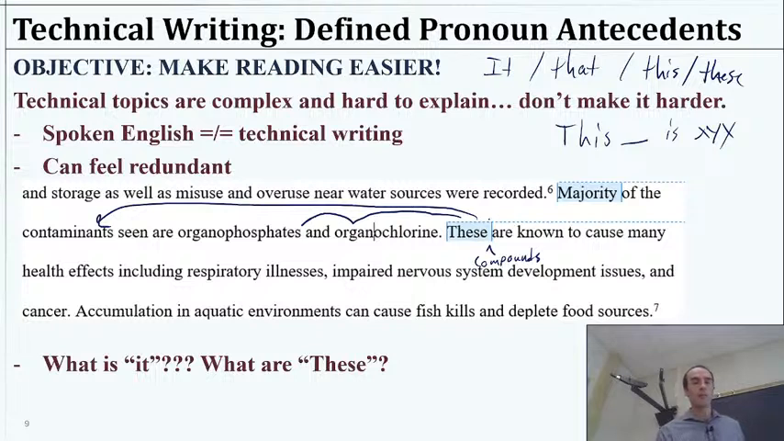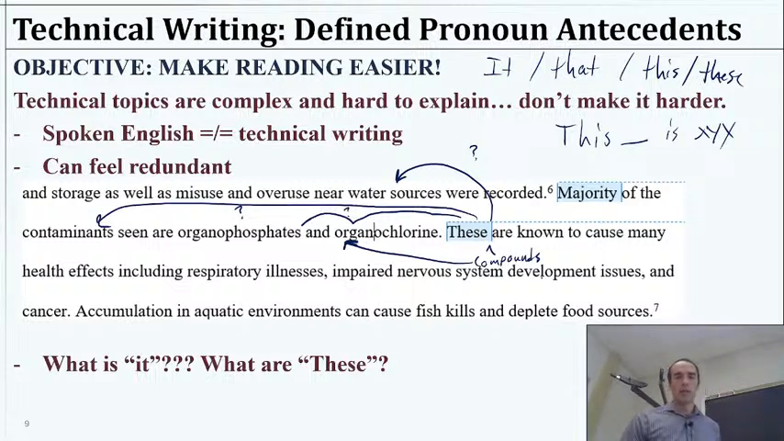It's also possible that it could refer to water sources. Maybe that's what the writer was going for. So we really want to be clear on what it's heading to, and by adding "compounds," that directs us specifically to these guys. So rather than questioning where it's going, we add that clarification, and then we know. Okay, known to cause many health effects, blah, blah, blah, and cancer. Okay, and it continues. So that's the situation on pronouns.